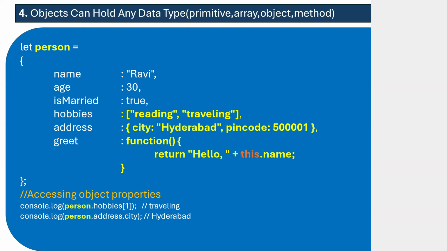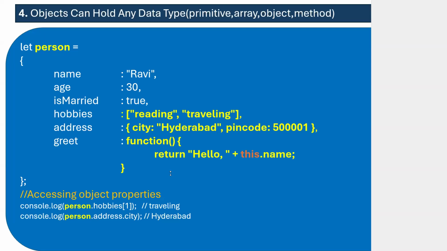And next, see guys, I want to access a city. See the first console.log, I decided to access the second hobby, traveling, right? So you should say person dot hobbies, nothing but all hobbies you will get. But I need the second, so you should say index one. 0 index is reading, 1 index is traveling. Clear? Person means object. Person is your object.